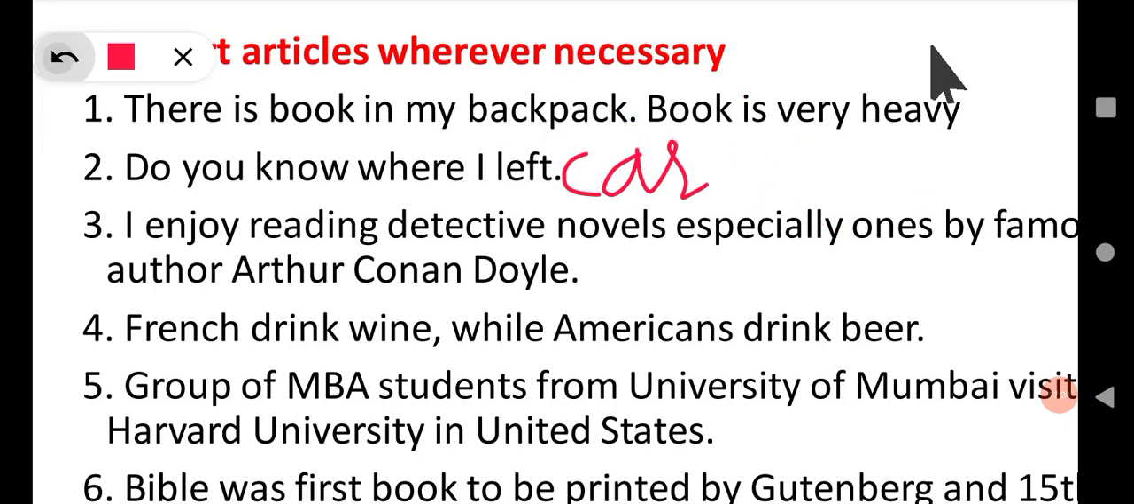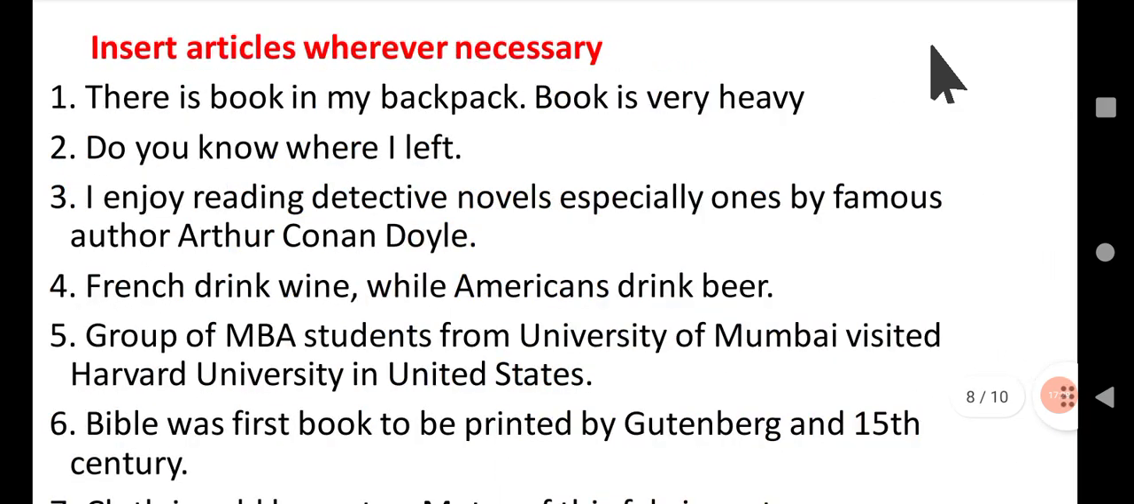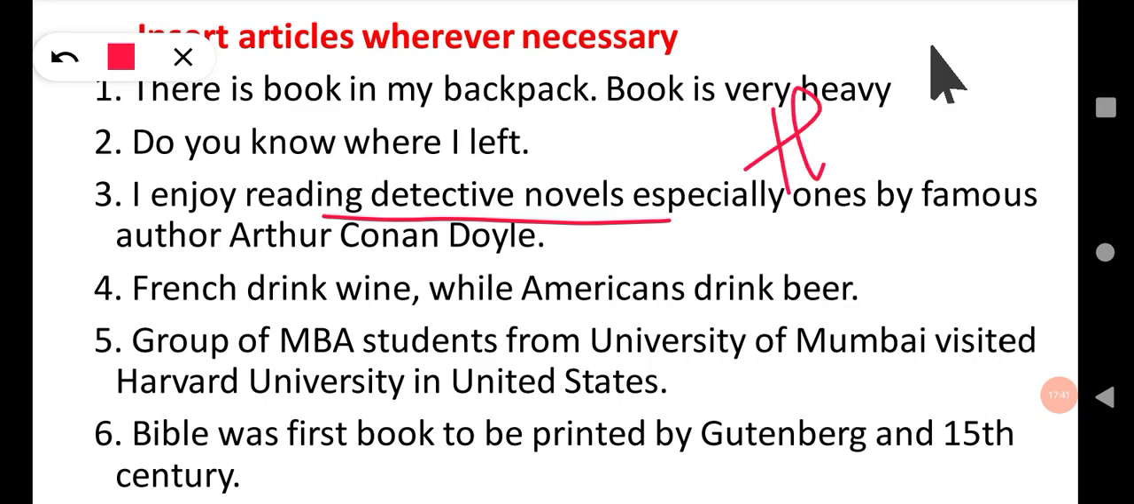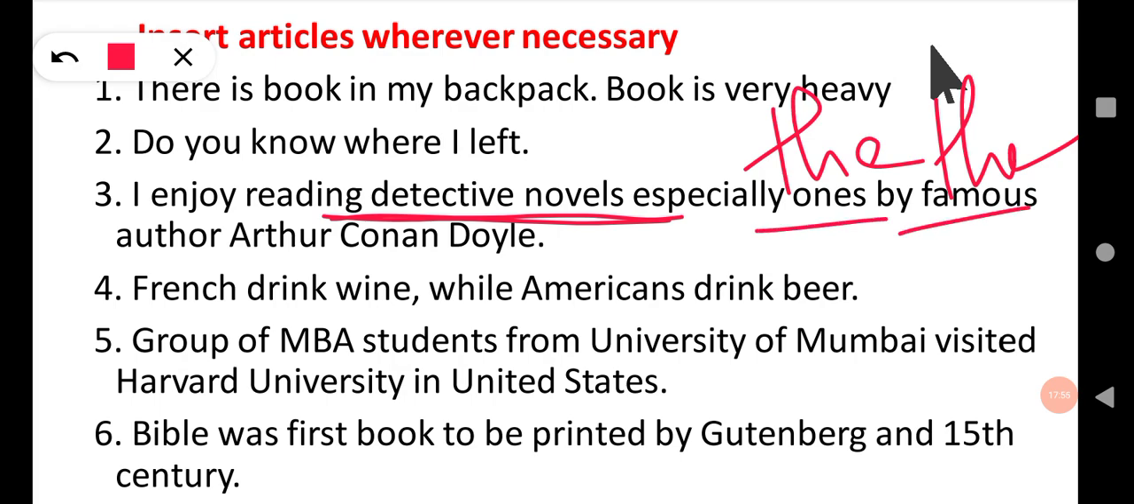Next one. I enjoy reading detective novels, especially the ones by the famous author Arthur Conan Doyle. So I enjoy reading detective novels. This is the general case that we have used, so no article is needed. The ones, the famous, these two refer to particularity.